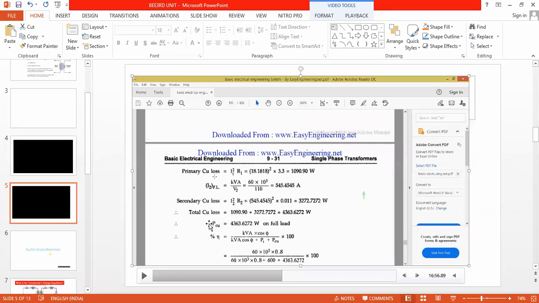So what is the total copper loss? Tell me now. I1 square into R1 plus I2 square into R2. We have to add. So both the losses are added. What is the total copper loss? All the students, how many watts? 4363.6272 watts. This much amount of power is wasted here. Loss. Now, last step is we are entering in the efficiency formula.